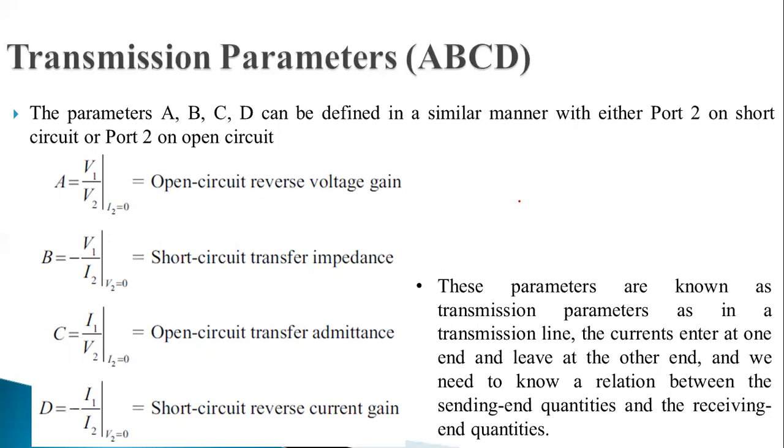These parameters are known as the transmission parameters because, as in a transmission line, the current enters at one end and leaves at the other end. We need to know the relationship between the sending end quantities and the receiving end quantities. So it is called the transmission parameter. It is called the ABCD.